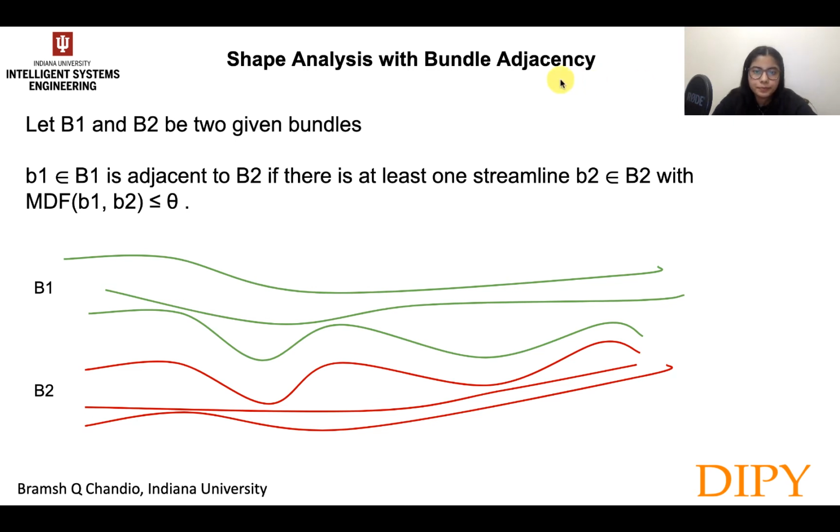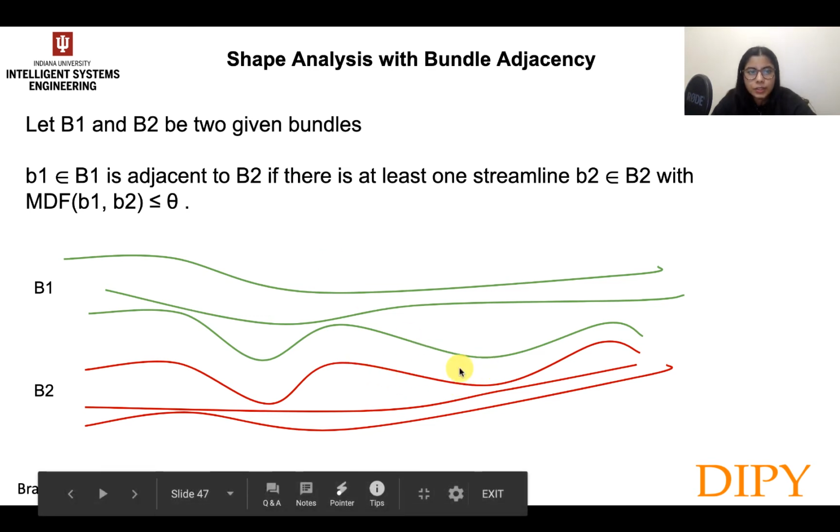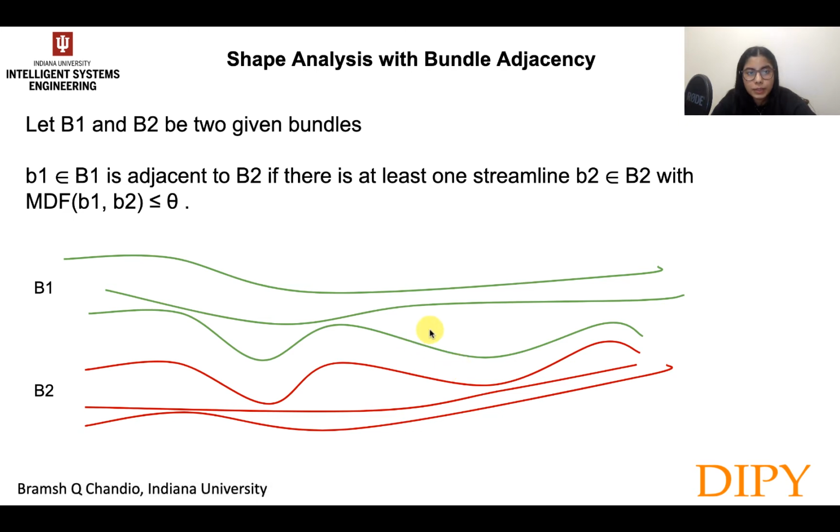We'll say that small b1, which is a streamline that belongs to the capital B1 bundle, this one, is adjacent to the B2 bundle if there is at least one streamline in B2 that has an MDF distance with the B1 streamline less than a certain threshold.